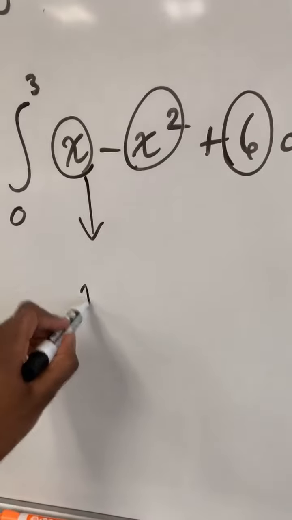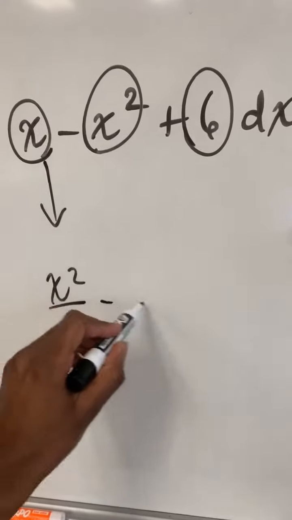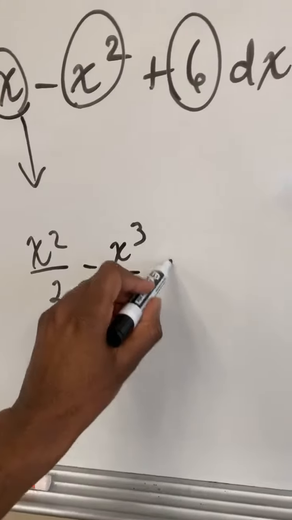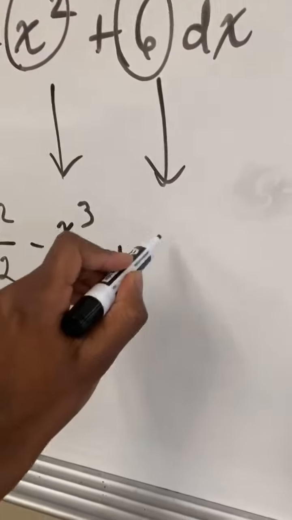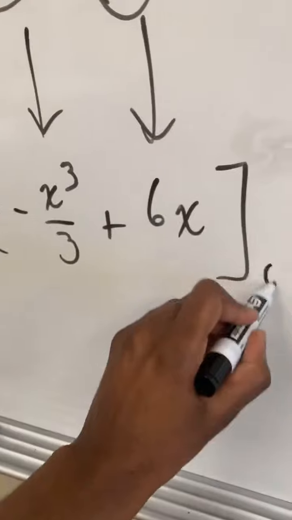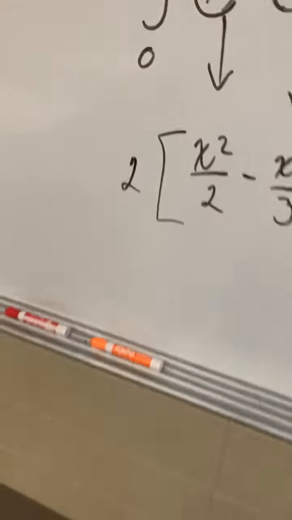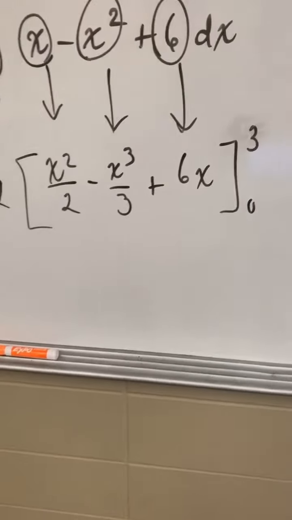So if I integrate x, I get x squared over 2. If I integrate x squared, I get x to the third over 3. And if I integrate 6, I get 6x. And remember, we're going from 0 to 3. And I'm going to double that. All right. 0 to 3, and I'm going to double that.